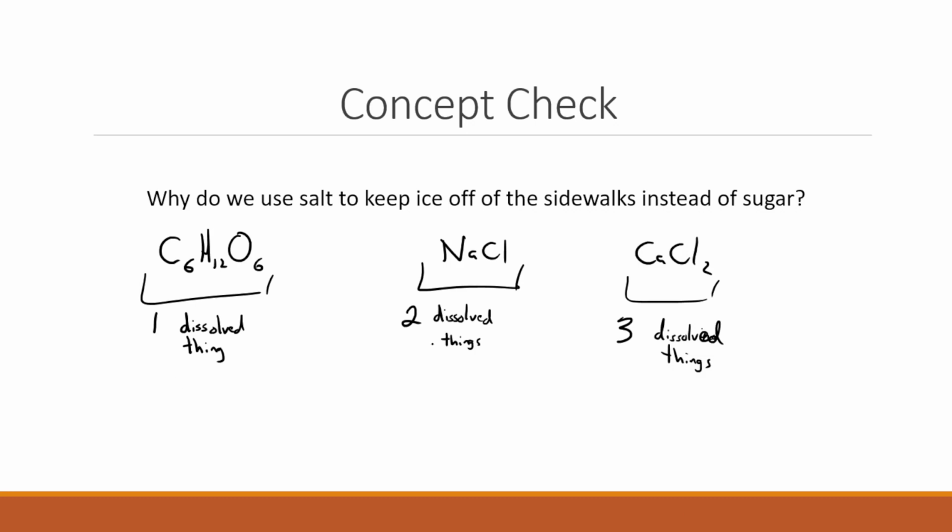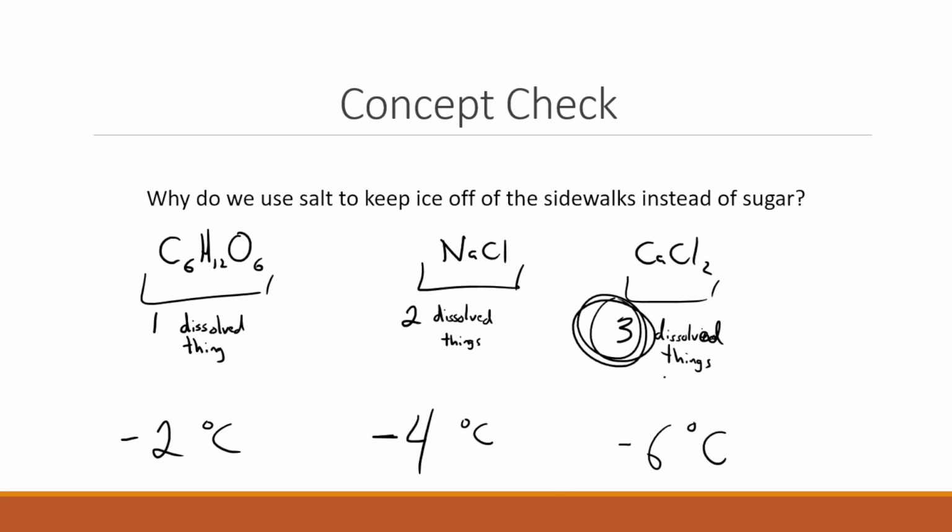If we're using the same amount of each thing, the freezing point is going to drop more drastically for the best electrolyte that's there. Right, so this would have a freezing point of -2, let's say. This would have a freezing point of -4. This would have a freezing point of -6 degrees Celsius. The more dissolved ions, the more dissolved things there are, the greater the effect on the boiling point, the greater the effect on the freezing point.